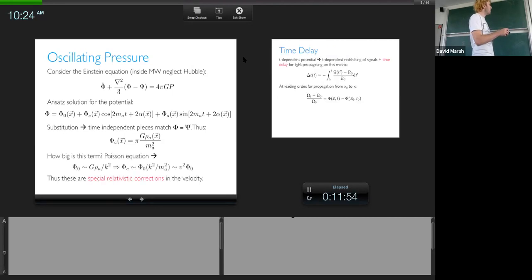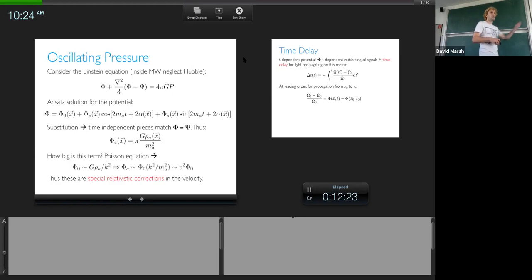How big is this term? We can estimate how big this term is relative to the time-independent piece using the Poisson equation. The Poisson equation tells us that the time-independent part phi 0 is G rho over k squared, just taking the Fourier transform on the left-hand side. So that tells us that phi c is phi naught times k squared over m squared.